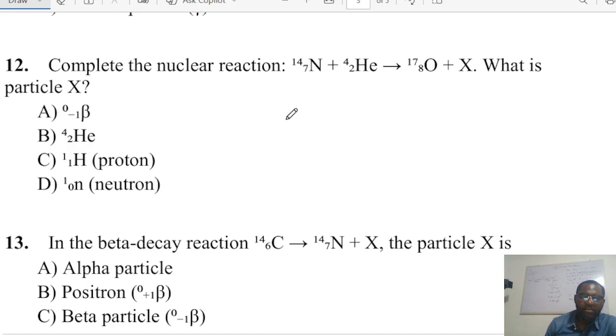Okay, so the next one says complete the nuclear reaction, and what is the particle X? So the nuclear reaction here, if you add, this is 14 plus 4, 18. This is 17, that means this should be 1 to make it 18. This is 7 plus 2, 9, so this is 8 plus 1 to be 9. So the only particle that has 1 is proton. Proton has a mass number of 1, atomic number of 1, so the answer is C.